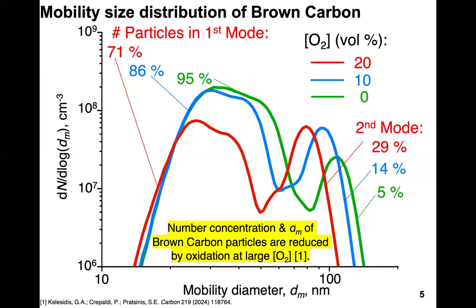The latter conditions correspond to wood pyrolysis. As you can see, at all oxygen concentrations, the brown carbon size distribution is bimodal. However, as we increase the oxygen concentration, the oxidation of small brown carbon particles is enhanced, and it reduces their mobility diameter as well as their number concentration. So that way, the fraction of large brown carbon particles that are located in the second mode increases from 5 to about 30%.